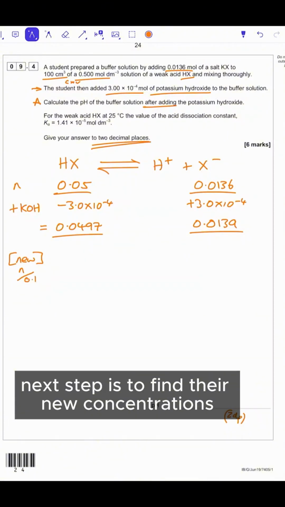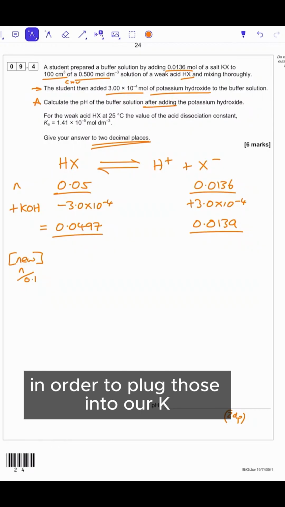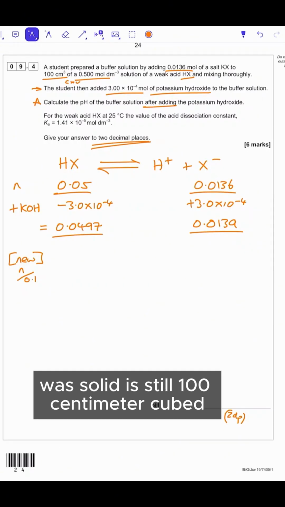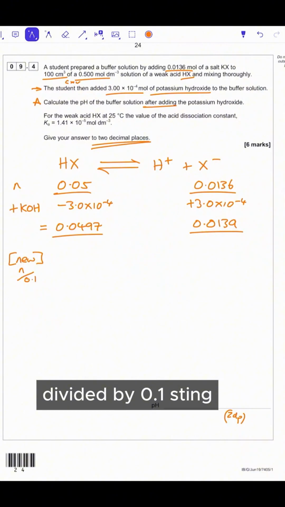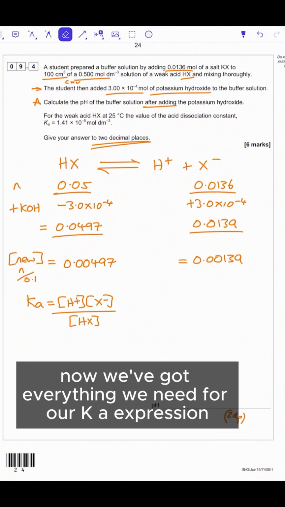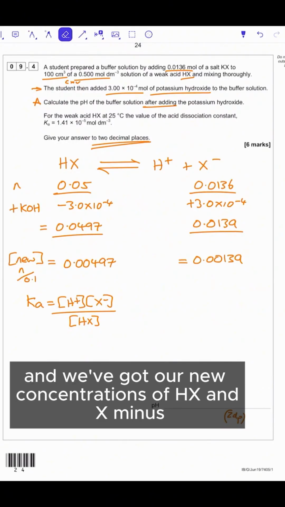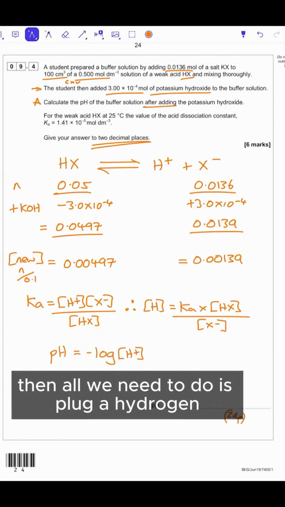Next step is to find their new concentrations, and that's because we need concentrations in order to plug those into our Ka expression. So the total volume here, because everything else was solid, is still 100 centimeter cubed. So new concentrations are those numbers of moles divided by 0.1. Now we've got everything we need for our Ka expression. We've got Ka given in the question, and we've got our new concentrations of HX and X minus. A quick rearrangement, plug your numbers in, then all we need to do is plug our hydrogen ion concentration into the pH expression.